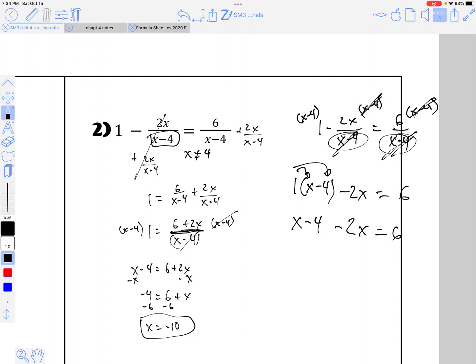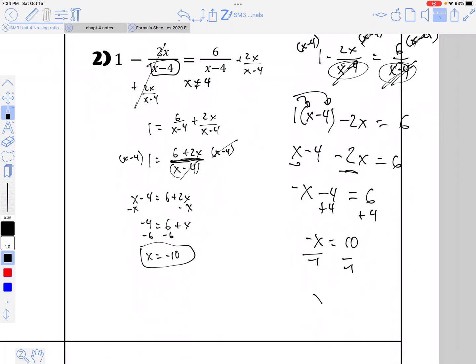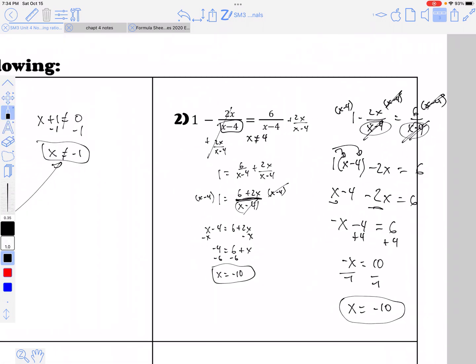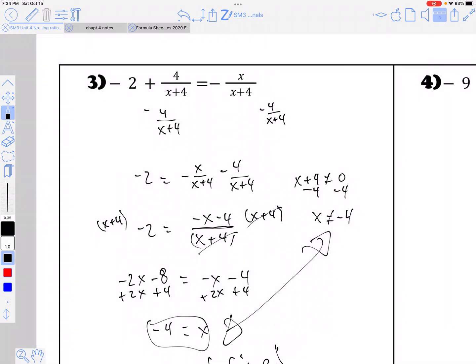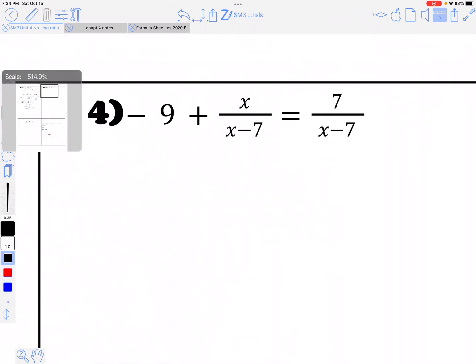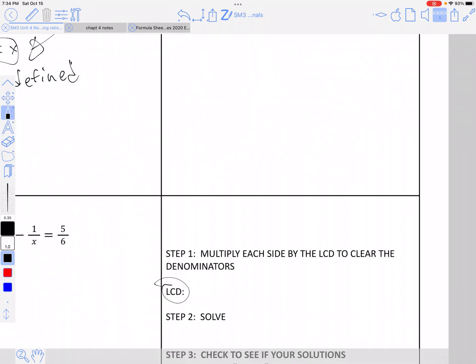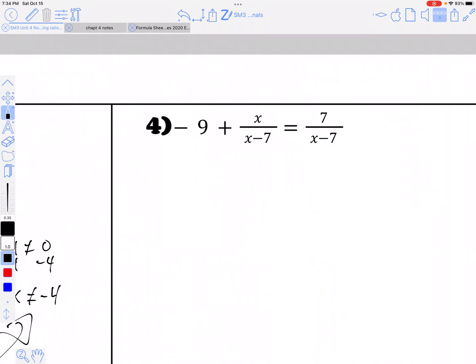Okay, so then I combine. I'm going to have x and negative 2x, so I'll get negative x minus 4 equals 6. And then I'm going to add 4, so negative x equals 10. And then I'm going to divide by negative 1, and I'm going to get x equals negative 10. Alright, so 2 ways to do it. I like the other way that I showed first, so you can kind of decide which one you want to do. But I'm going to show these instruction ways here, right now.